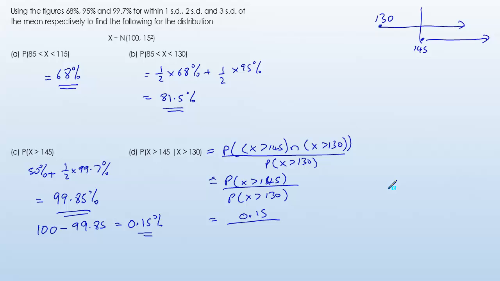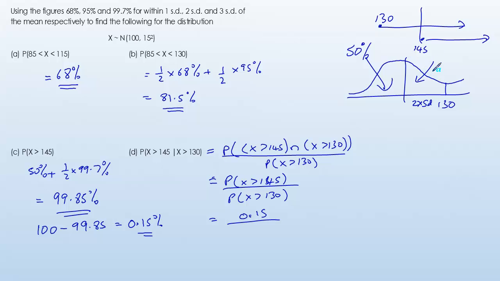So, greater than 130. And that's 2 standard deviations. So this bit's 50% because of the symmetry. This bit here, we're using symmetry again, but within 2 standard deviations. It's got to be a half times 95. And this will be 100 take away 50, take away half times 95.